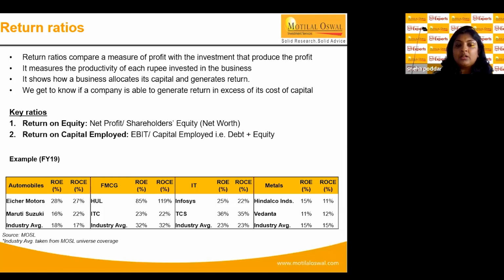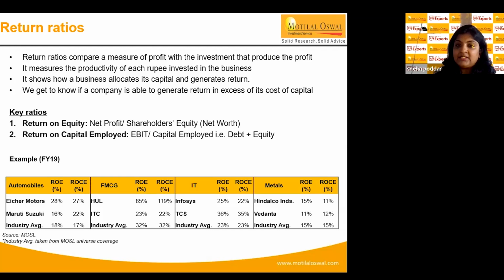Whereas compared to that, if you look at HUL, ITC, their return ratios are far superior. Now, why are HUL's return ratios so healthy? That is because one, obviously they enjoy good operating margins. Secondly, their asset turnover is very high. So the quicker you're able to churn your assets, the better returns you'll be able to generate. So that's why HUL's return ratios are so superior.